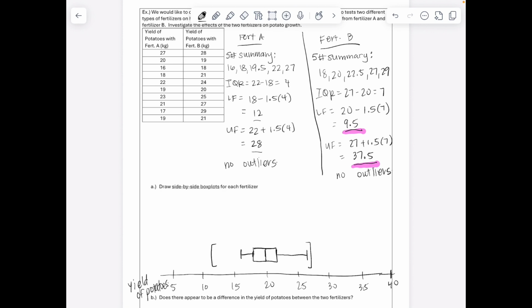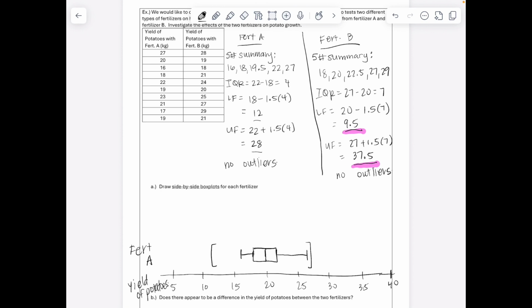Now, since I'm graphing 2 graphs here, I have fertilizer A and fertilizer B. I need to label these so we know which one it is that we're talking about. And this is fertilizer A. So next we need to graph fertilizer B. This box plot is going to hover above fertilizer A, not touching it, just kind of right above it.